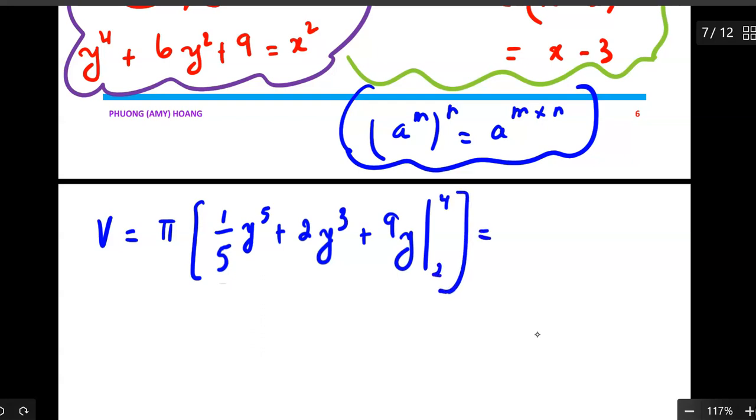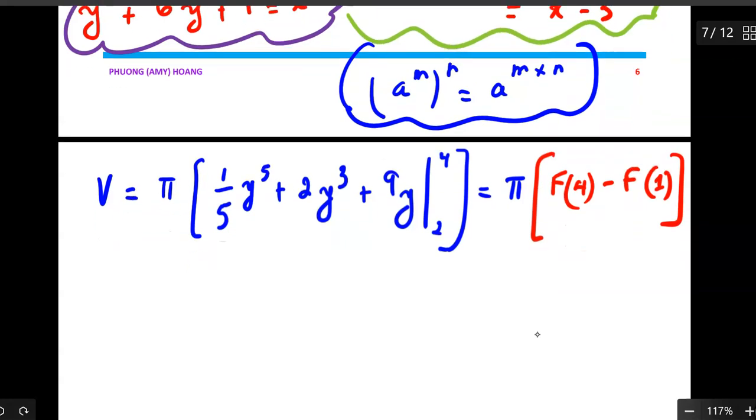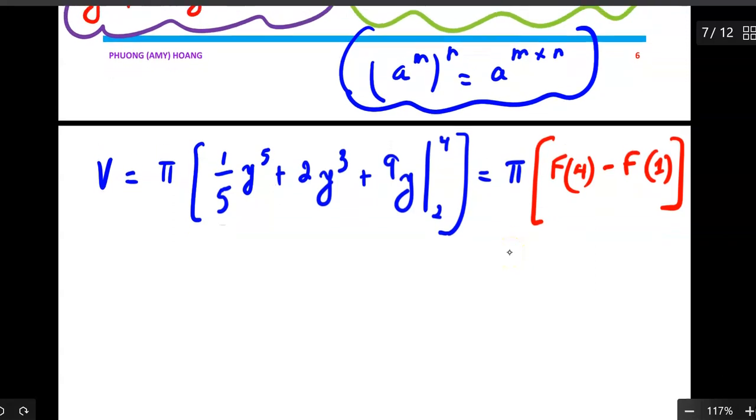It means that it will be written like this: pi times the capital F of 4 subtract the capital F of 2. So this is the fundamental theorem that I'm talking about. You find the result of your integral, and then you have to evaluate your variable at the upper limit, subtract the lower limit. So now you are going to replace all of this variable with 4, and then subtract the same expression evaluated at the value of 2. So you see, this is what I will write next.